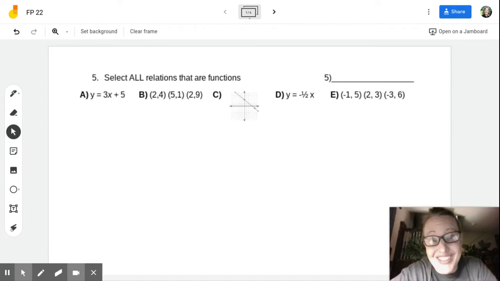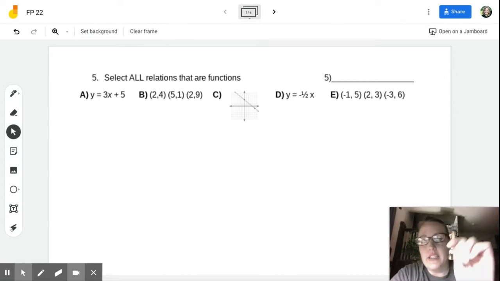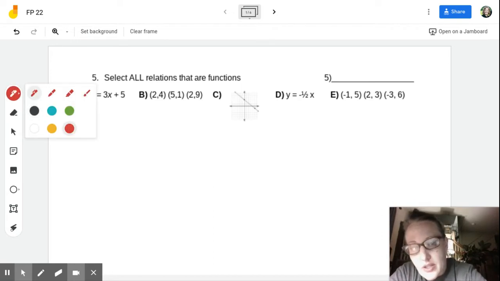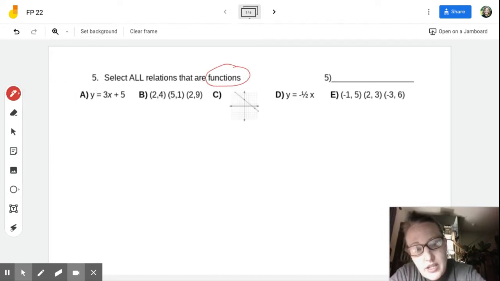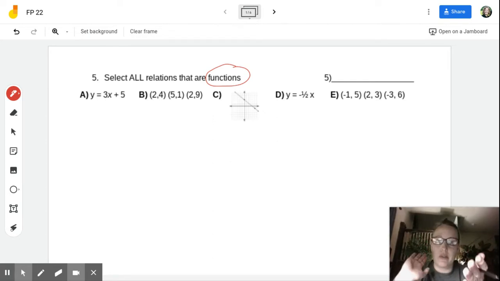Well, let's start. Okay, this is Friday paper 22, and I am going to start by doing problem number 5. It says, select all relations that are functions. A function is when you have a relationship between x and y such that the x's never repeat.